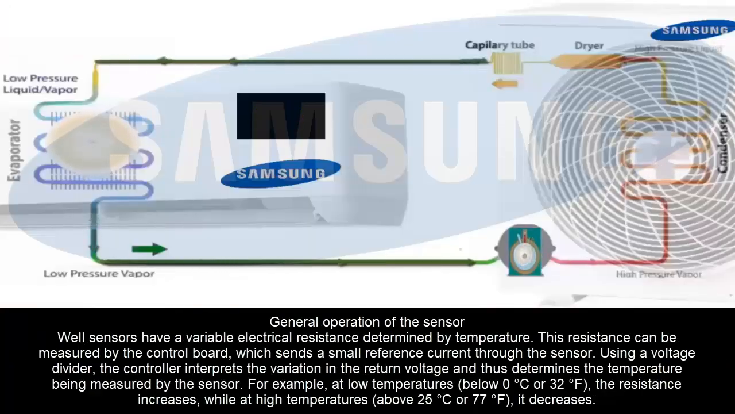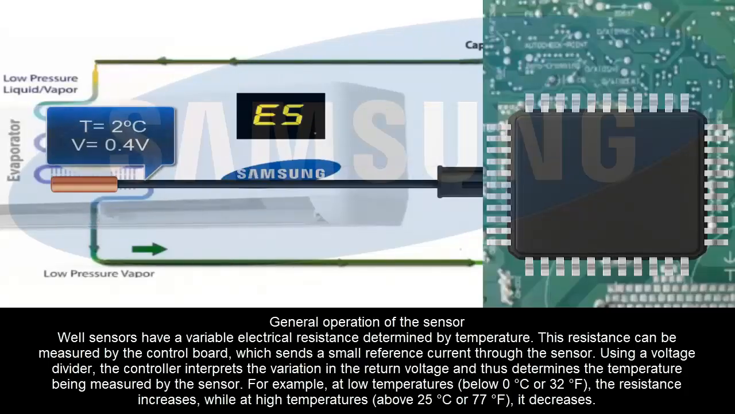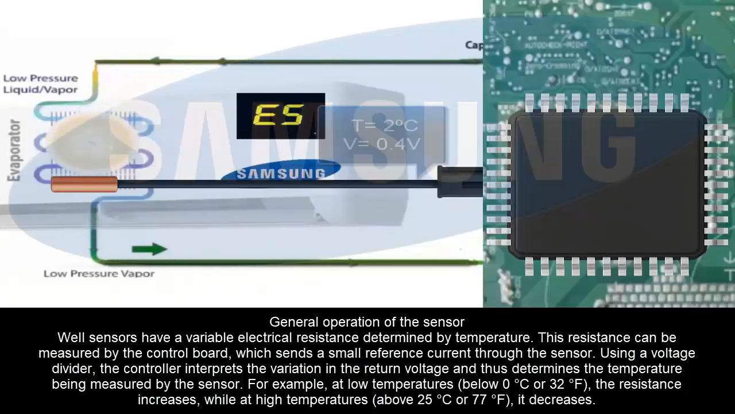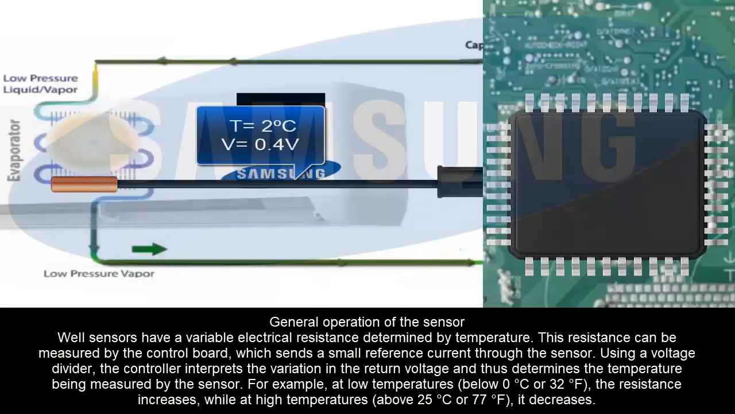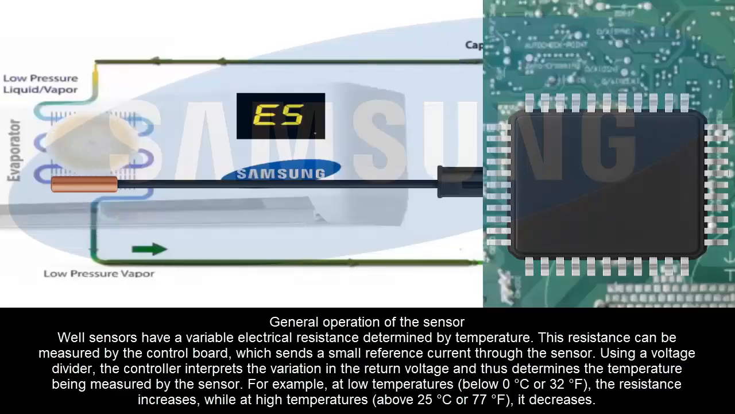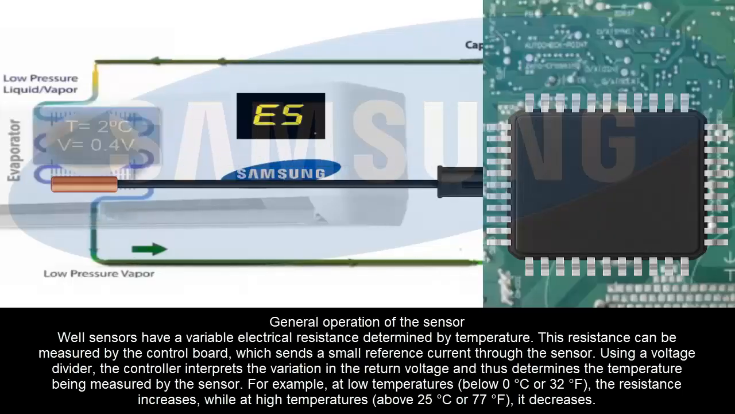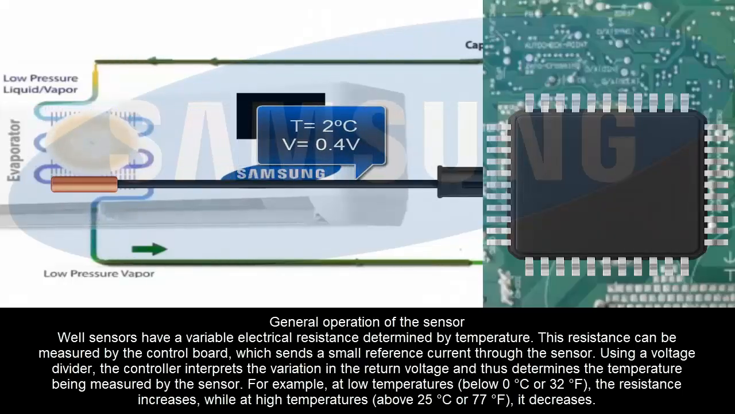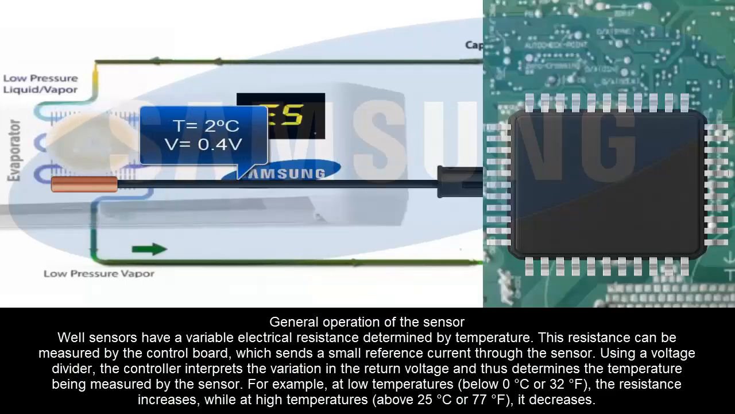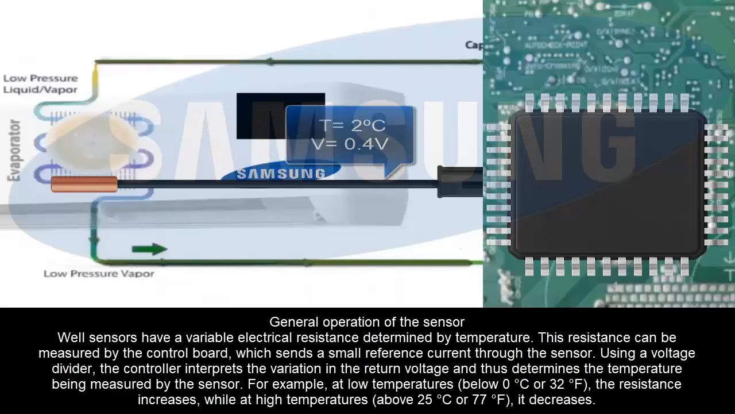General operation of the sensor. Well sensors have a variable electrical resistance determined by temperature. This resistance can be measured by the control board, which sends a small reference current through the sensor. Using a voltage divider, the controller interprets the variation in the return voltage and thus determines the temperature being measured by the sensor. For example, at low temperatures below 0 degrees Celsius, 32 degrees Fahrenheit, the resistance increases, while at high temperatures above 25 degrees Celsius, 77 degrees Fahrenheit, it decreases.